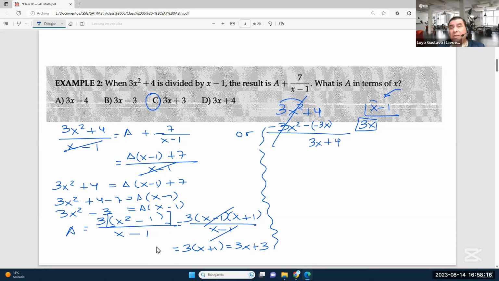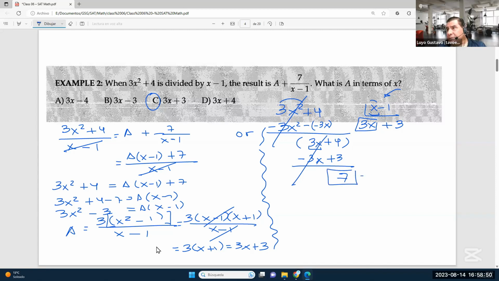So I continue the next step of the division. 3x divided by x is simply 3. So here appears the 3. Multiply 3 times x minus 1 and subtract it from this part. So 3x, negative 3x, 3 times negative 1, negative 3, but I'm subtracting, so plus 3. And what happens? This goes away, 4 plus 3, 7, end of the division.